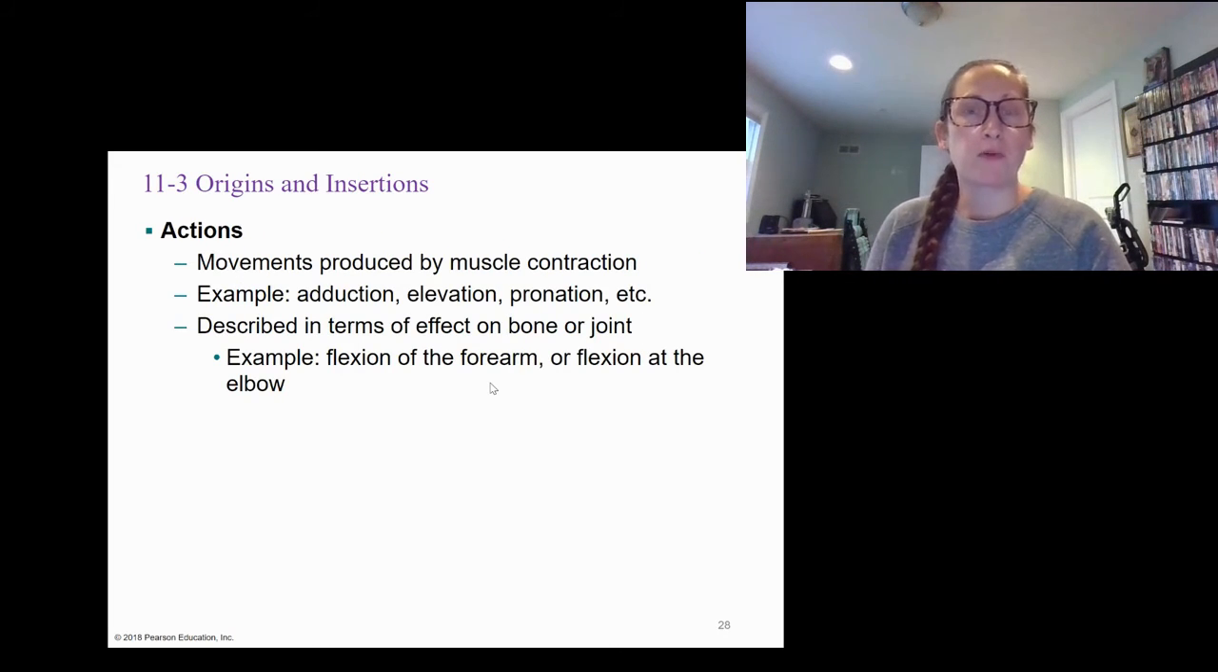Another term that you want to be familiar with is something called an action. So an action, when we use it for a muscle, is basically what movements can it do? All right, can it flex? Can it extend? Can it ab or adduct? Can it rotate? And what type of rotation can it do? So all of that movement we talked about with our joints, now we're going to be applying them to particular muscles throughout the body.